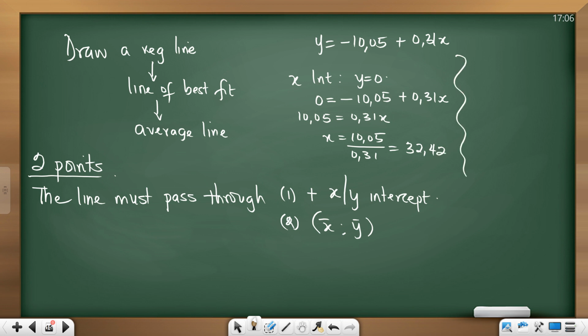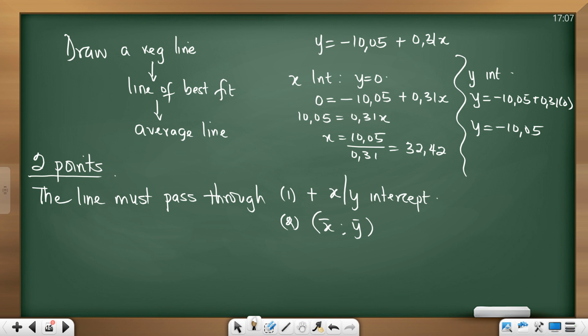Check this. I want to just show you something here. What if I find my y-intercept? Y will be equal to what? Negative 10,05 plus 0,310. What's my y-intercept? Negative. Please look at my first point. What does it say? The line must pass through what? The positive x or y intercept. Which intercept am I using? The x. Please take note.